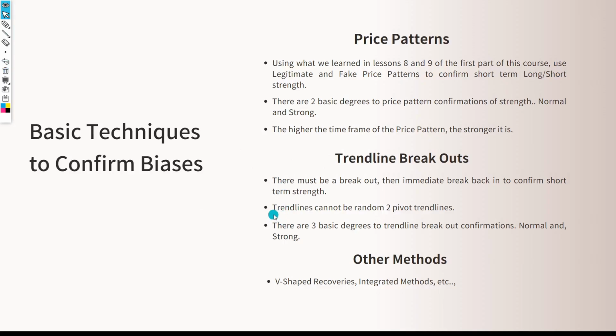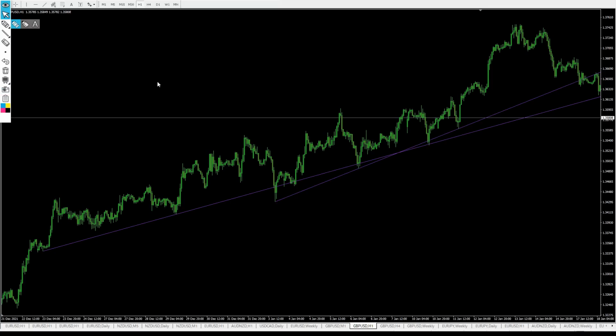Okay, number 2. Trend lines cannot be random 2-pivot trend lines. Okay, so back on this pound-dollar 1-hour chart, when it comes to trend lines for lower confirmations, it is not the same as legitimate trend lines that I explained in part 1 of this course. So for example, you may be wondering, why did I use this trend line from this pivot to this pivot right here? I mean, why couldn't it be this trend line right here? Or why couldn't it be this trend line right here?